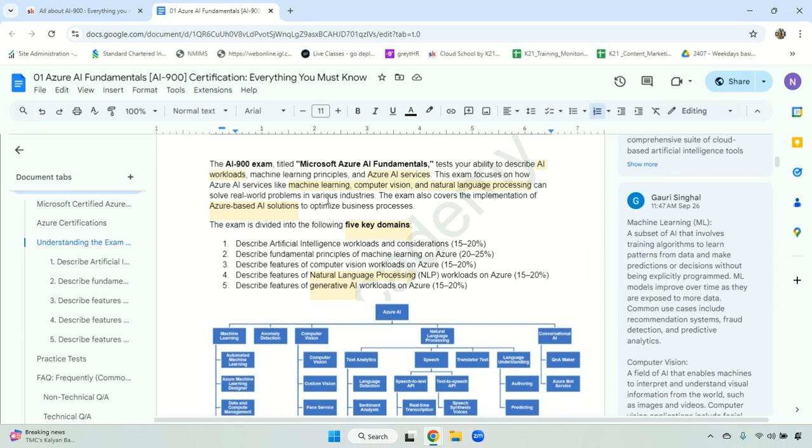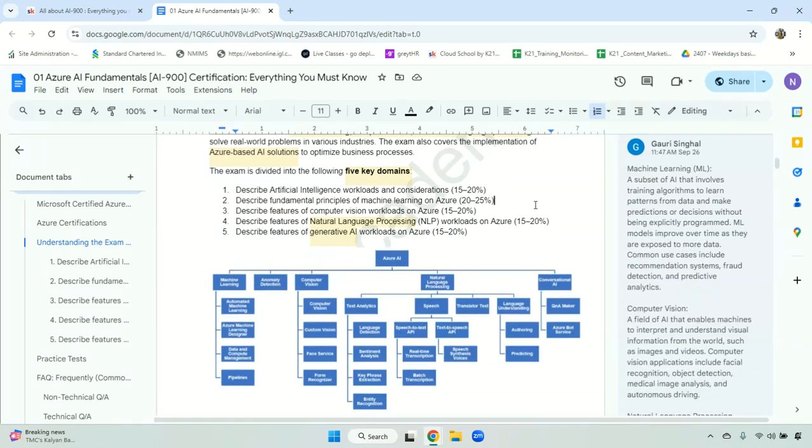Now, as I was talking about this particular course, which is AI 900, when we go for the certification exam, it is actually divided into 5 key domains. So what are those 5 key domains? Let's have a look at it.